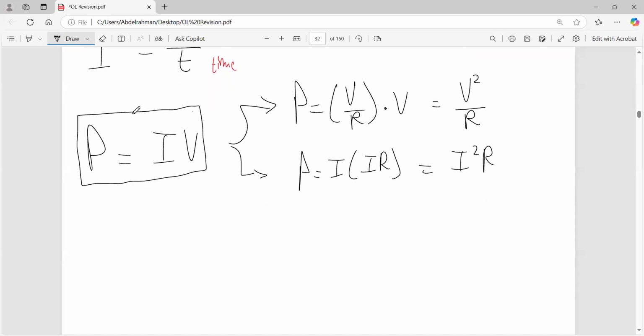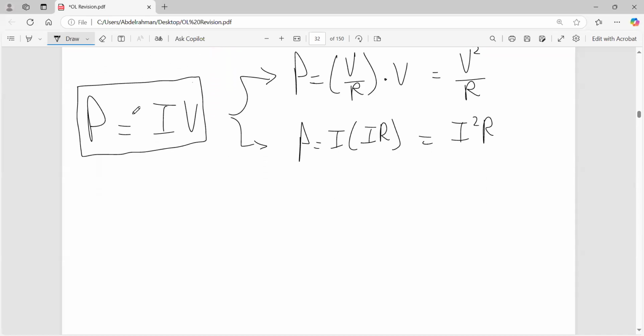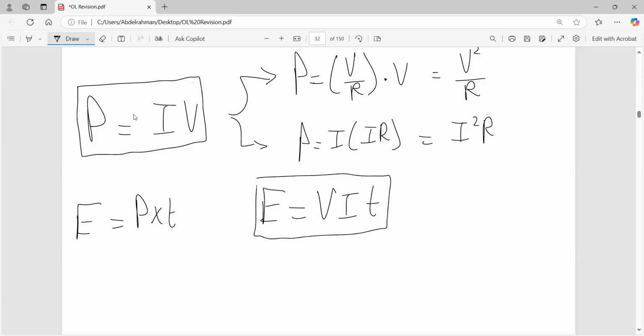Okay, P equals IV. If you go back, I don't know how many lessons, when we talked about energy and power, we said that power equals energy over time. And therefore, energy was equal to the power times time. Power equals IV, therefore energy equals VIT or IVT. So it's the same. And definitely, time must be in seconds.